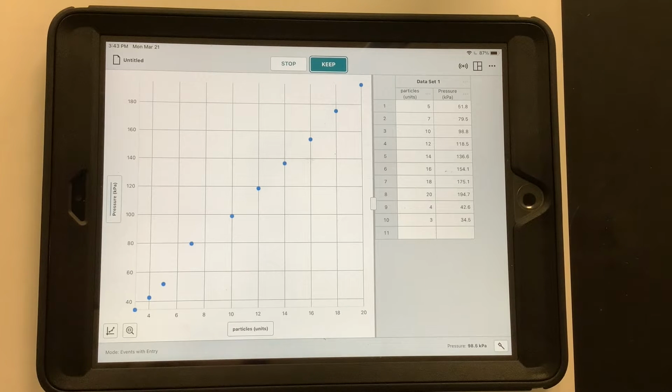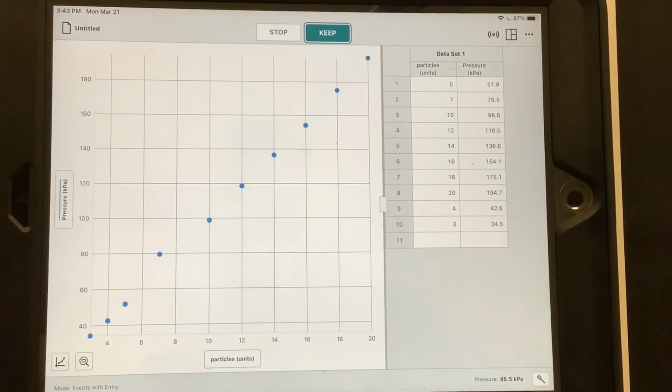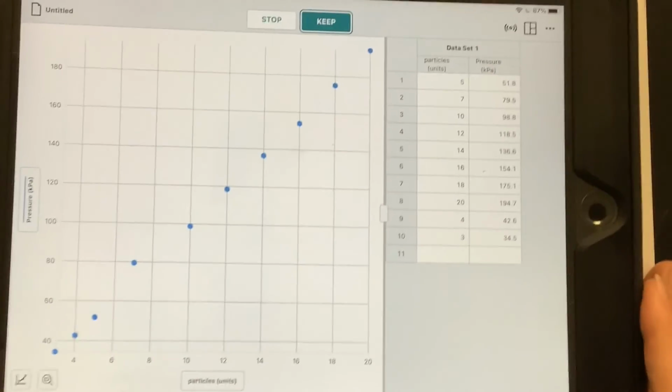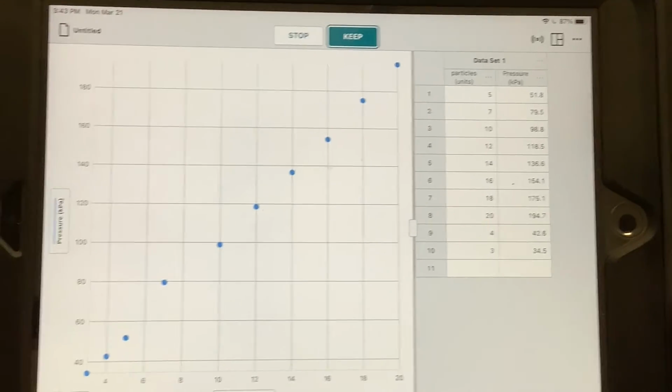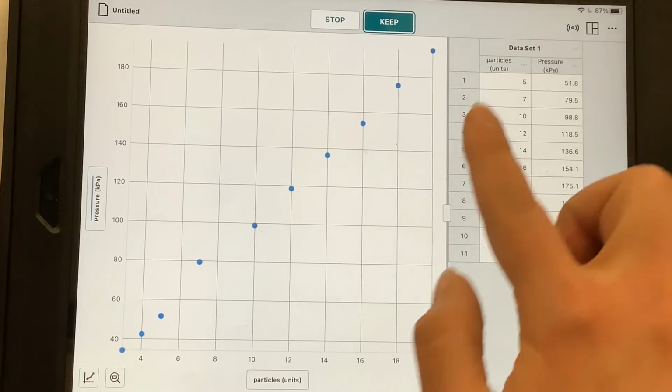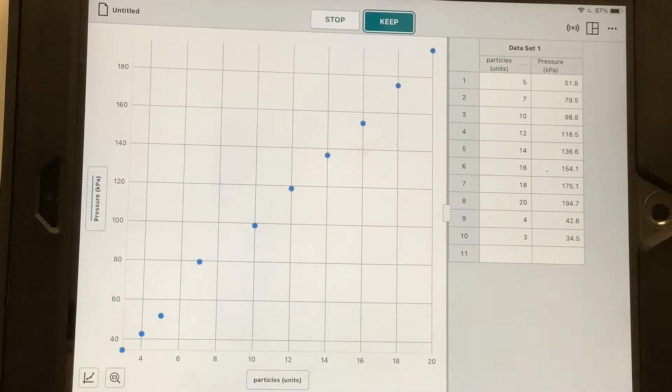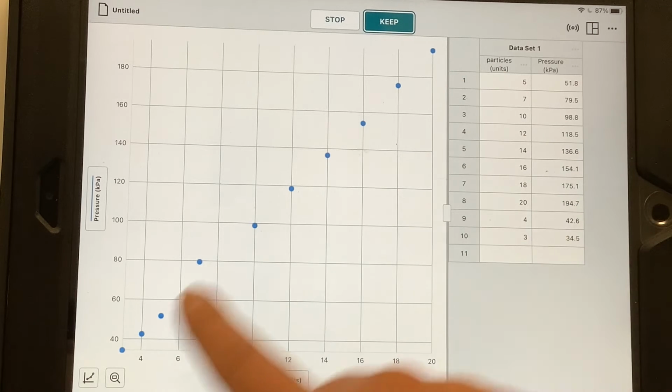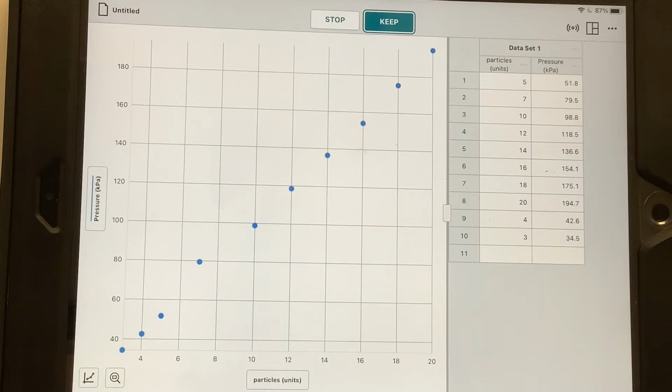All right, now that we've got all 10 of our data points, once again, remember to record all of the data points in the data table in your notebook. But we can see that we have a nice linear trend to our data.